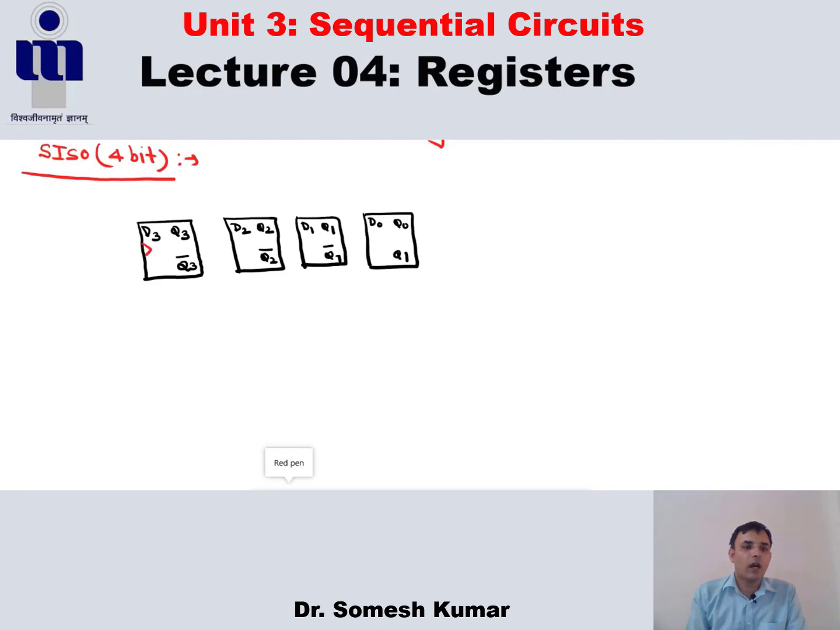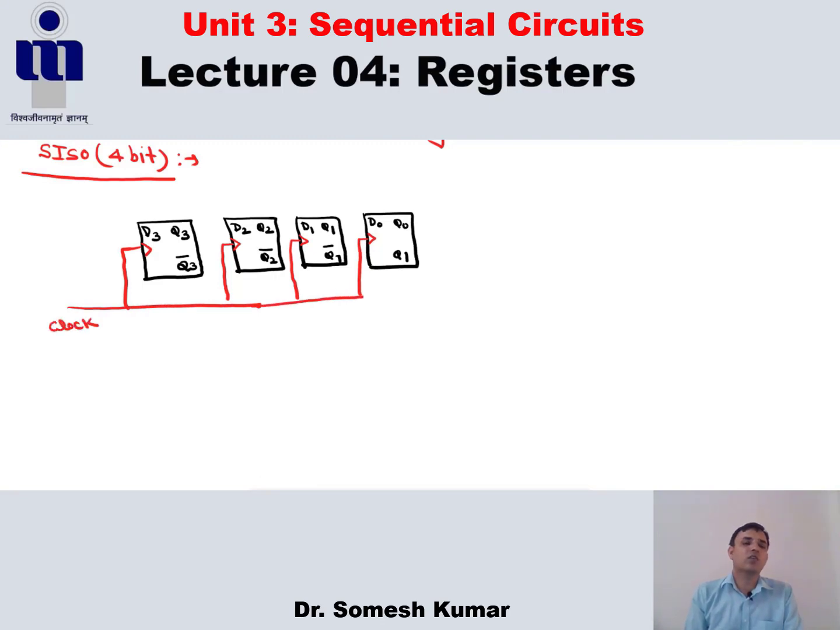All 4 flip-flops are connected to one clock, which may be level triggered or edge triggered, as shown by this symbol. This is the symbol for edge triggered flip-flops. This is our clock, and this is the synchronous clock. Why synchronous clock? Because all the flip-flops are connected with one clock, and this clock is also a positive edge triggered clock here. And this is the serial input here.